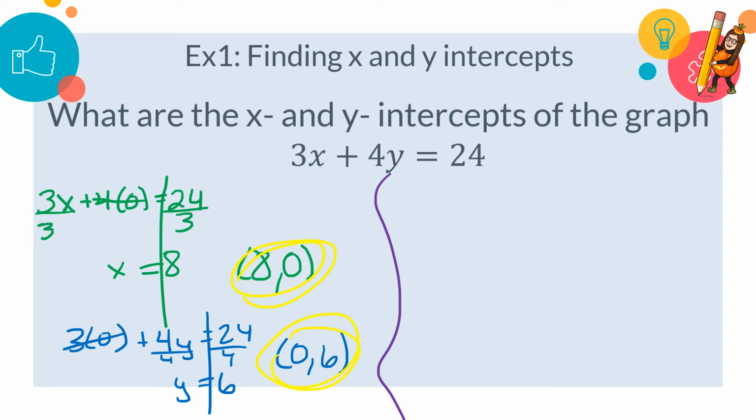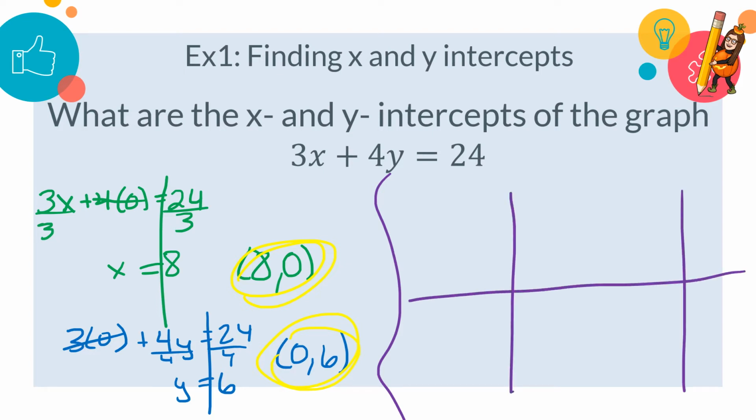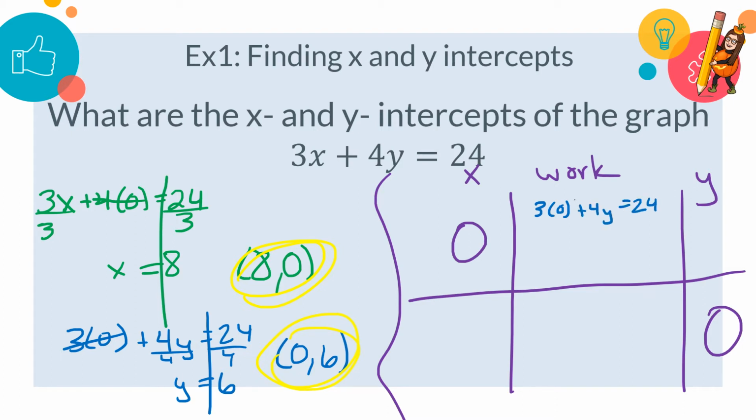The second or alternative way is if tables really made sense to you, then you're going to make a table. X and Y, just like the previous lesson. I'm going to plug 0 in for X on one problem, and I'm going to plug 0 in for Y on the other problem. Then it's similar to what you've done before. So if I'm going to plug in 0 for X, I'm going to write the equation with 0 for X, and I'm going to show my work right in the table. So I got Y equals 6. There's my coordinate point, 0, 6.